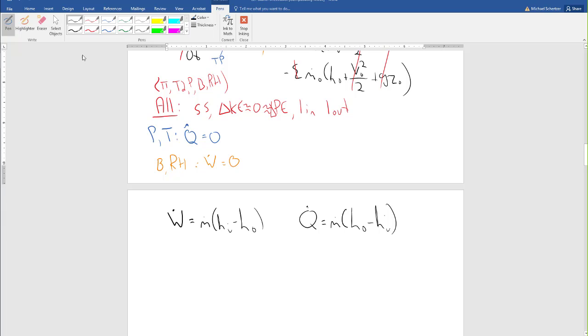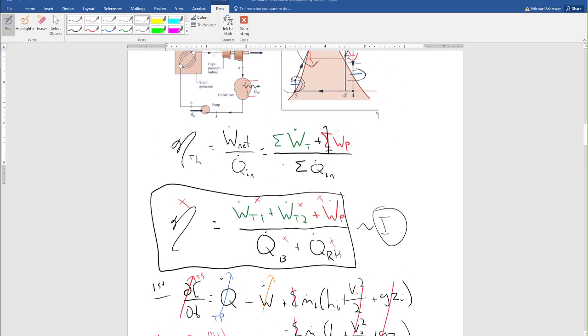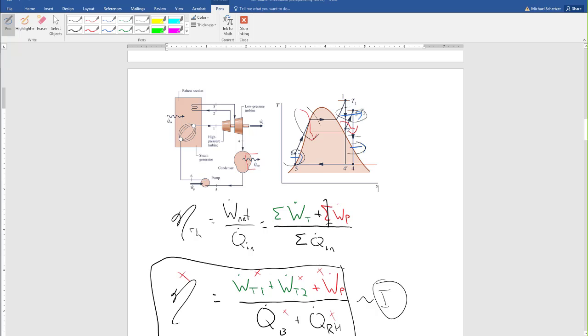Oh, and I guess I've skipped a step. Sometimes on an exam, it's good to demonstrate your understanding. Because the other thing I can do for all of these components is conservation of mass: dm/dt is equal to the sum of m dot in minus the sum of m dot out.